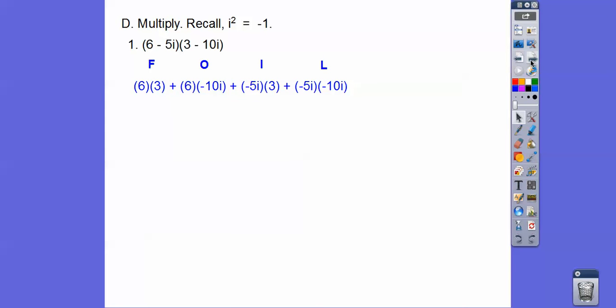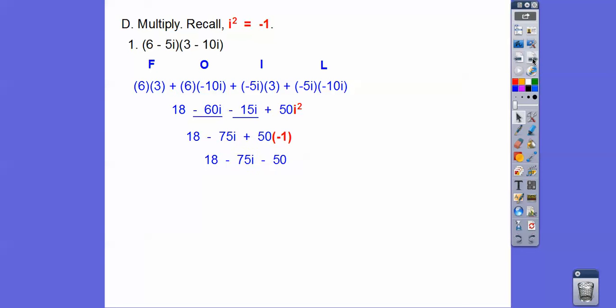So if you FOIL it out correctly, you get that, and you get that, and then let's combine the like terms. Don't forget i squared equals -1. So -5 times -10 is plus 50, but i times i is i squared. So it's plus 50i squared. i squared is -1, so that's going to make this a minus 50 right there. Then you can combine 18 minus 50 and you get -32.